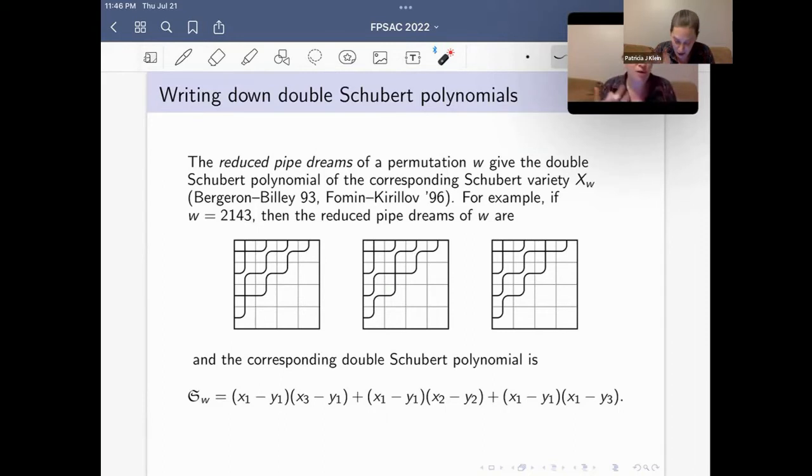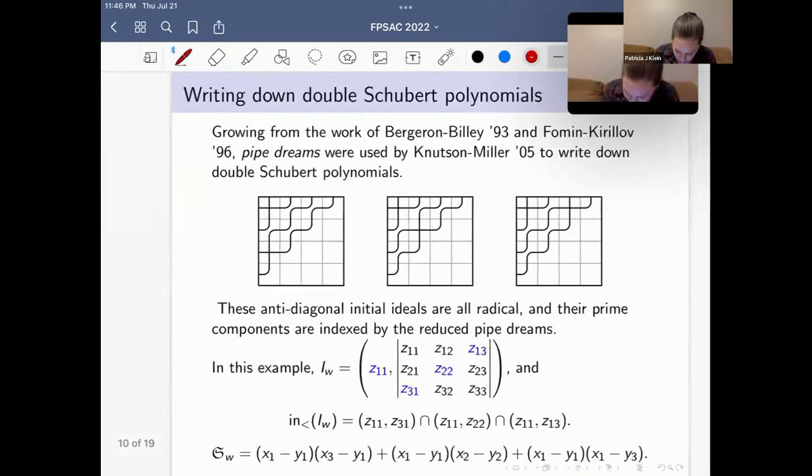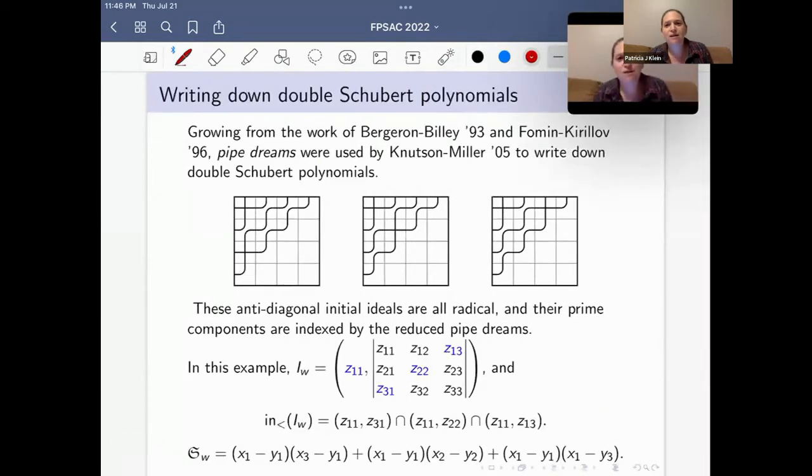And I've told you that they can help us write down Schubert polynomials. So the rule for getting the double Schubert polynomial from the pipe dreams is that we look at the crossing tiles. So we have a crossing tile at 1, 1, which is giving us this 1, 1. We have a crossing tile at 3, 1, which is giving us this 3, 1. And we have in this one, a crossing tile at 1, 1, giving us 1, 1. A crossing tile at 2, 2, giving us 2, 2. And then the same for the third pipe dream.